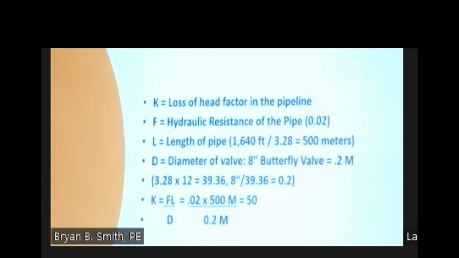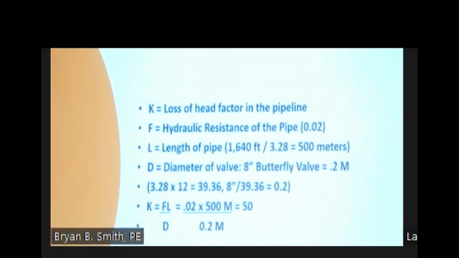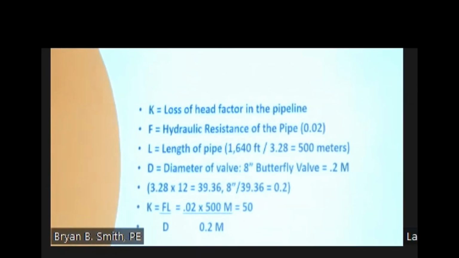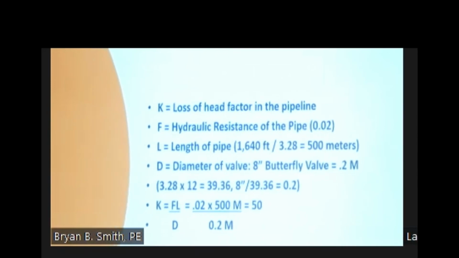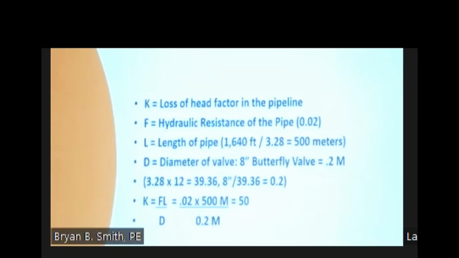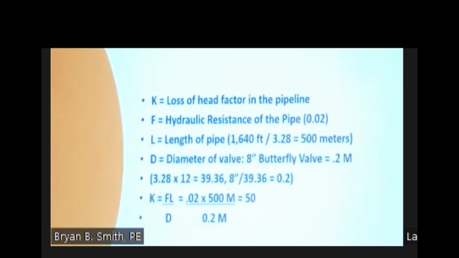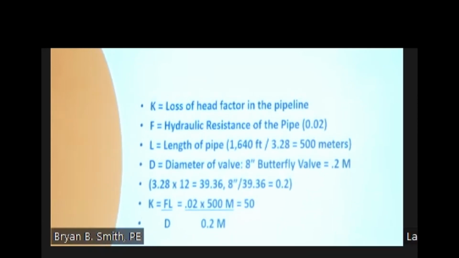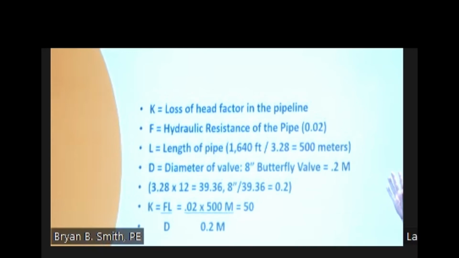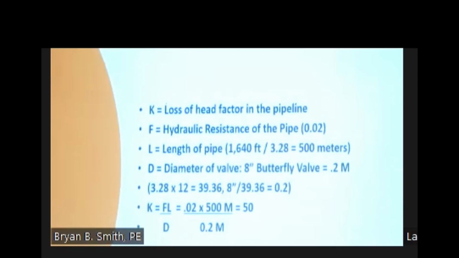So we're going to keep it easy. Just got an 8-inch valve here, right? I'm in a building down the road. My piping system is 1,640 feet long, 8-inch piping system. I've got an 8-inch valve and I'm going to close it. Because you came to this class, you're like, I'm going to close this valve slowly. I'm going to take 20 seconds to close this valve. So let's do the math.